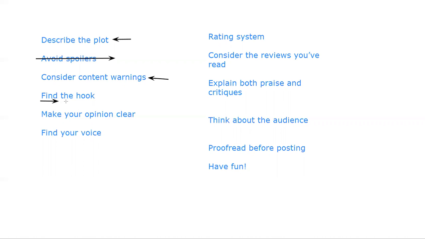You want to find what makes the story interesting over here. Find the hook. What hooks the audience to the book? Why does it hook the audience to the book? What makes the book good? What makes the book bad? You need to make your opinion clear.